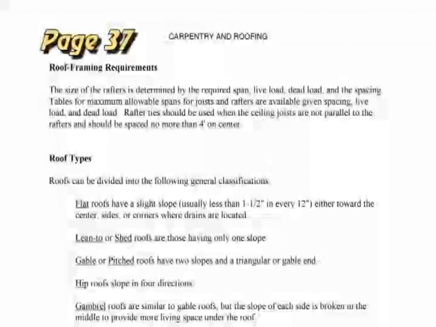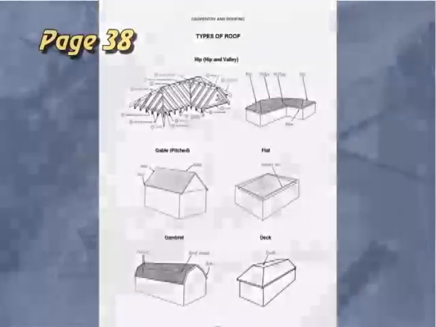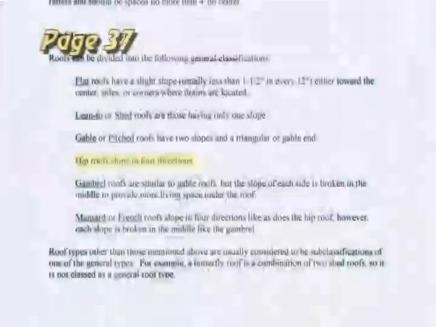Roof types. If you flip the page to the next page, there's an illustration on that page and the following page of different types of roof. Pay attention to gable, pay attention to hip, which is actually in that first indication there. And understand that a hip roof will slope in 4 directions.